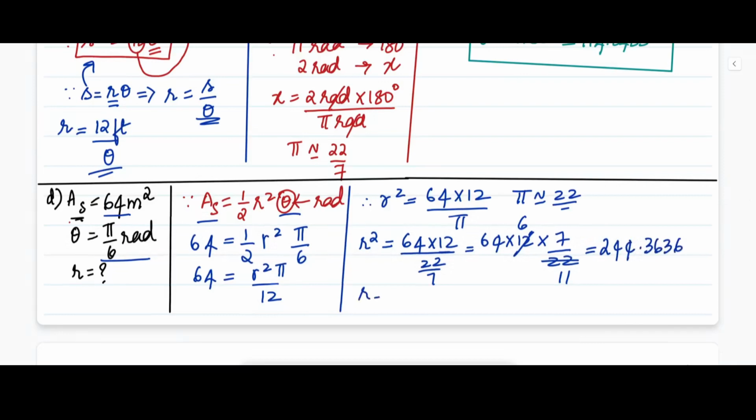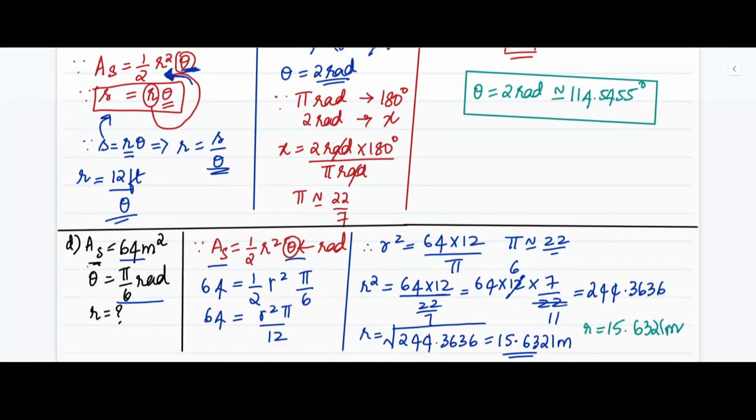So we get the value of r square to be equal to 244.3636. When we take the square root of this value, 244.3636, we will get the value of radius, which is equal to 15.6321 meters. r is equal to 15.6321 meters. So this will be our final answer.